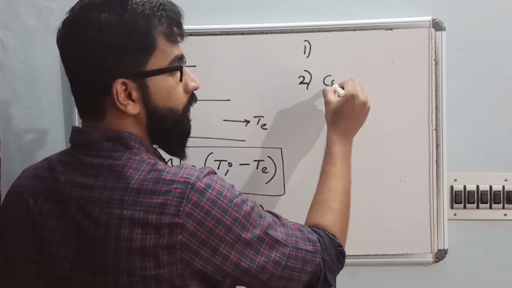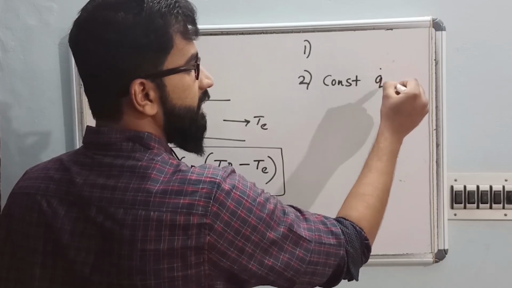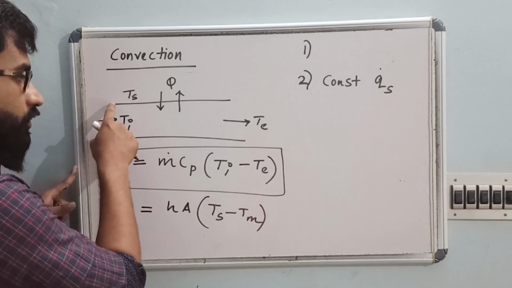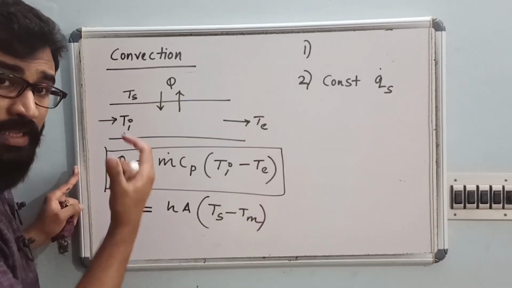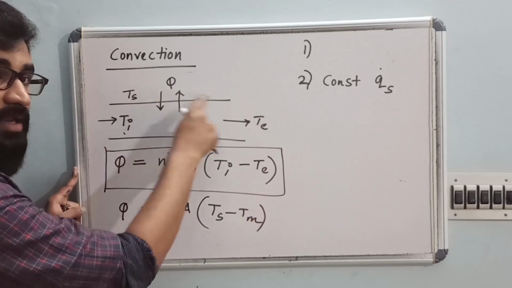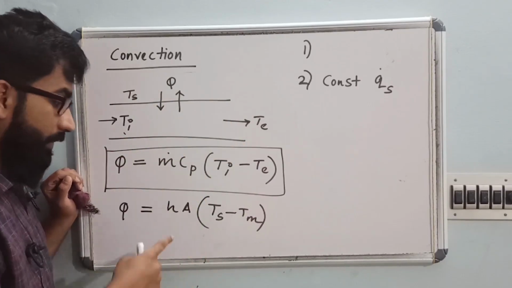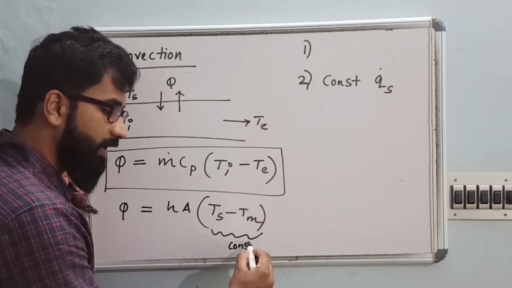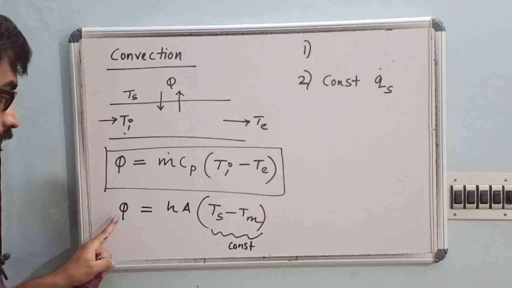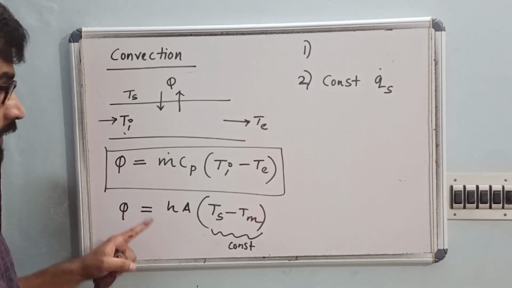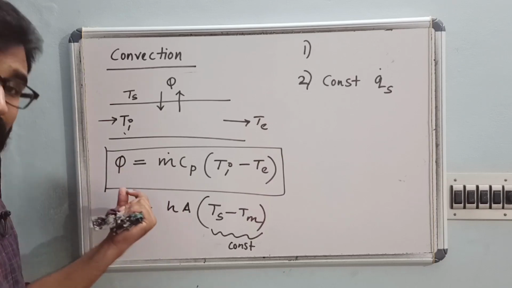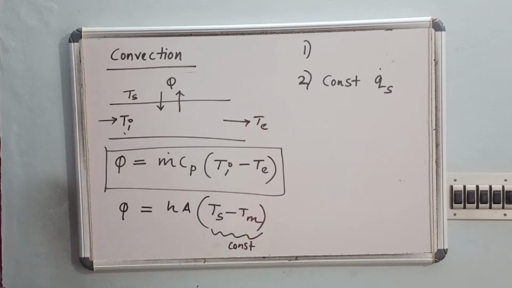The second case is constant surface heat flux. If you have a constant surface heat flux, throughout the surface your flux is constant. If the flux is constant, your surface temperature will change throughout. So your Ts minus Tm term will be a constant value. Now you have Q. You have two equations for Q, and based on these two equations you can find the value of H. Easy, right? If you have the value of H previously, before calculating this, you can find the area. So based on this they can ask.